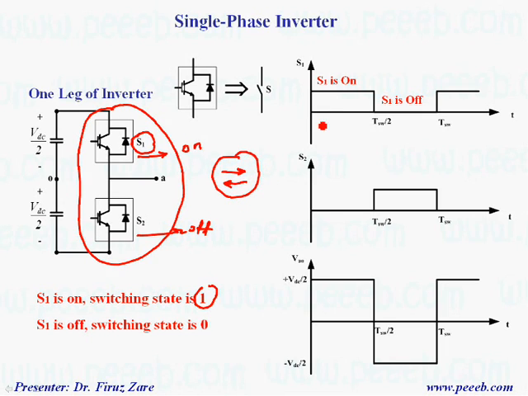So let's start with this voltage waveform. For example, we're trying to measure the voltage across this terminal with respect to this neutral. When S1 is on, that means we have a gate signal for S1 and there is no gate signal for S2. So S2 is off and S1 is on. When S1 is on, this terminal is connected to this voltage. That means the output voltage is positive, VDC/2. That's why we have this voltage.